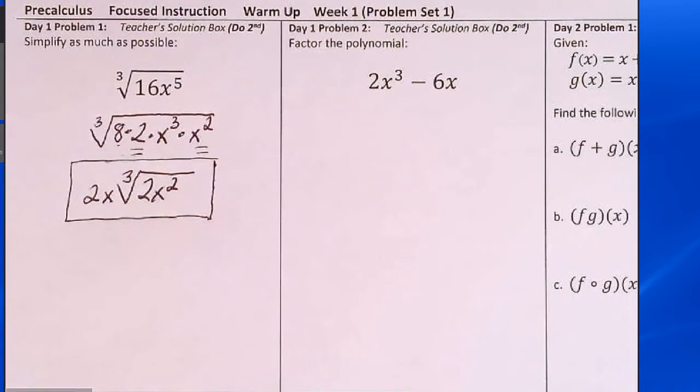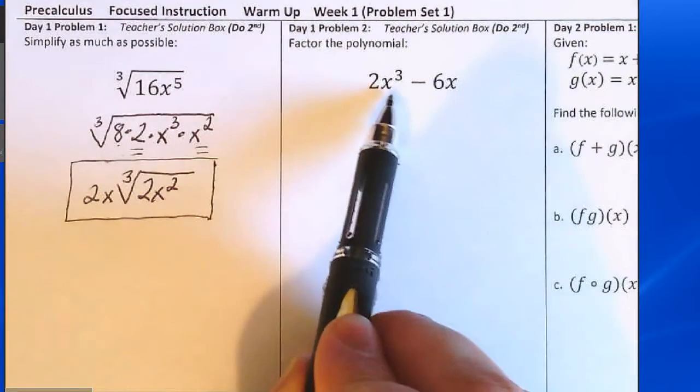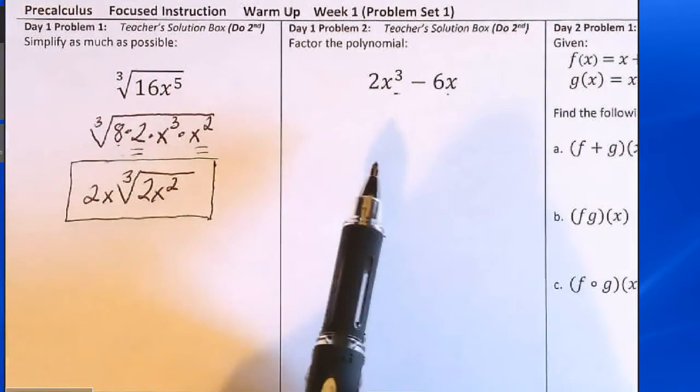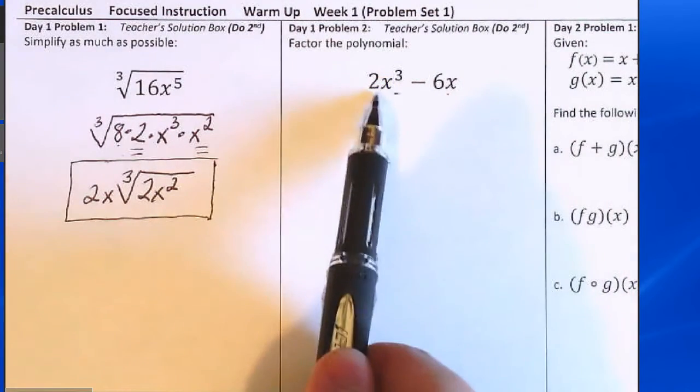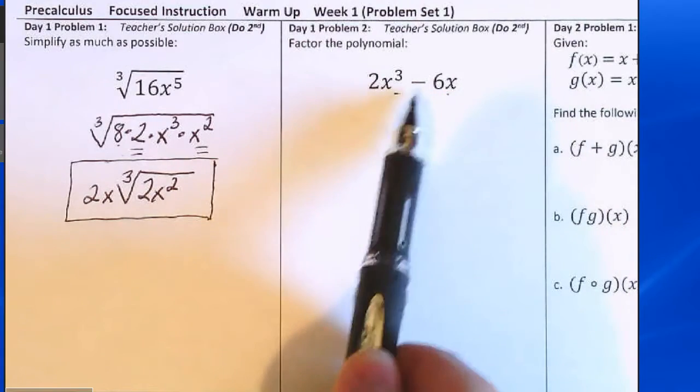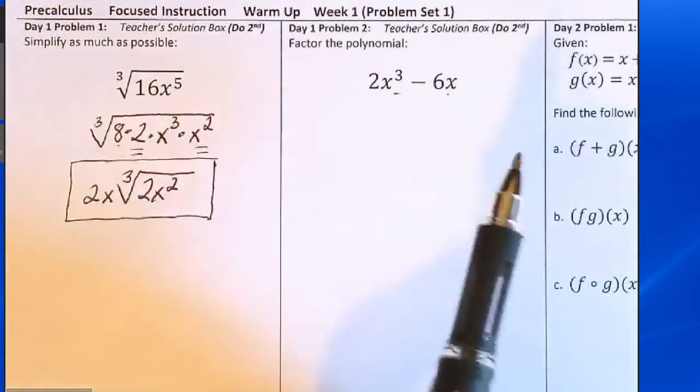Now, day one, problem 2. Factor this polynomial. This is a polynomial in x. Its highest exponent is 3, so it's a third degree polynomial. It has 2 terms that are separated by the subtraction symbol.